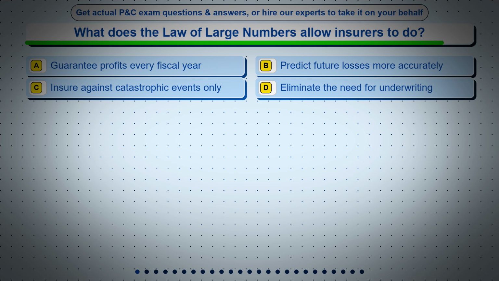Question 1. What does the law of large numbers allow insurers to do? Option A. Guarantee profits every fiscal year. Option B. Predict future losses more accurately. Option C. Insure against catastrophic events only. Option D. Eliminate the need for underwriting.